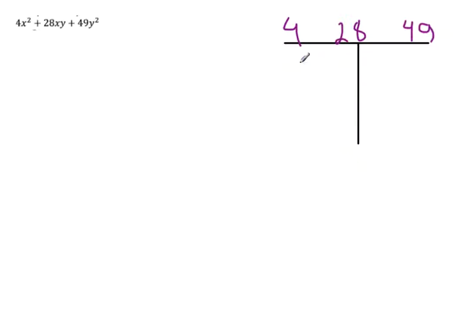So I'm going to go ahead and make the guess of 2 and 2 over here. Okay. And 2 and 2 multiply to 4, so that's good. For 49, I could do 1 and 49. Or I could try 7 and 7. I'm going to do that. 2 times 7 is 14. 2 times 7 is 14. 14 plus 14 is 28. Yay!